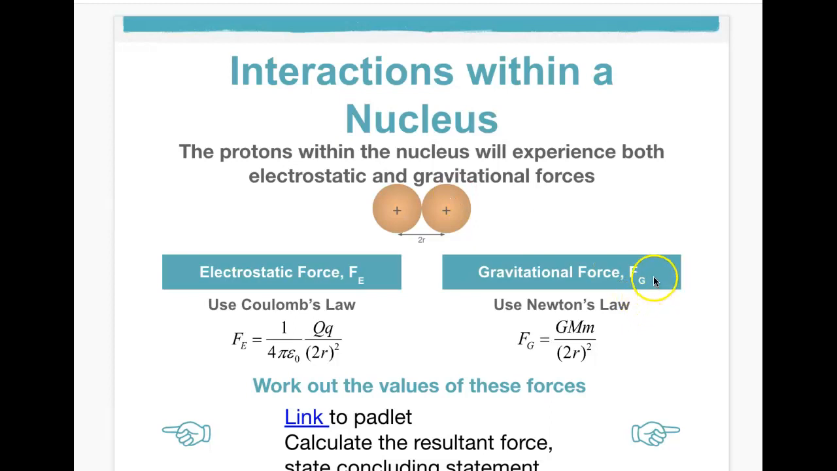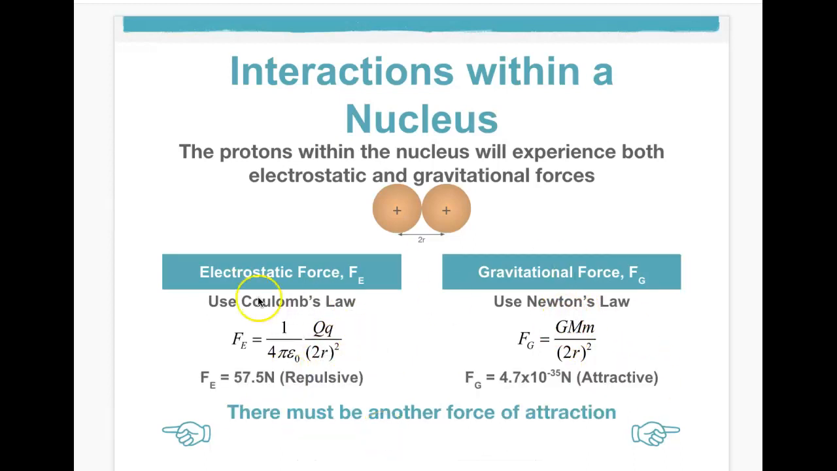We can calculate the gravitational force using Newton's law, and we can calculate the electrostatic force by using the Coulomb law, right? So stop the video and work out these 2 values. You would have to use the radius of the proton. Feel free to search for that value and apply it to both equations. You should get a value approximately of 57.5 newtons. That is the repulsive force acting.